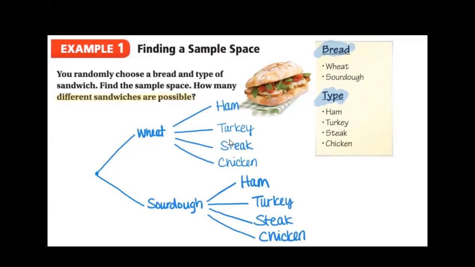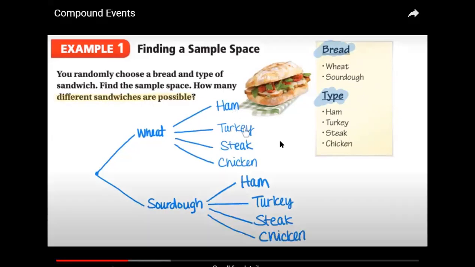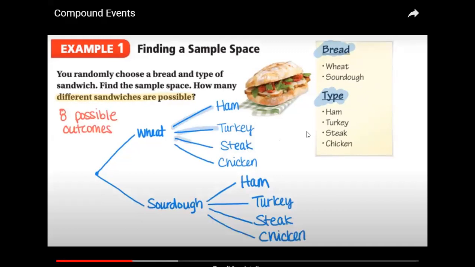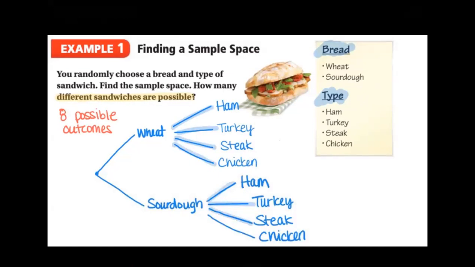And now we can determine the number of possible outcomes, and we can do this by counting up these branches. Here we can see that we have 8 different possible outcomes. We can have a wheat ham, a wheat turkey, a wheat steak, a wheat chicken, sourdough ham, sourdough turkey, sourdough steak, sourdough chicken. That was a tongue twister.